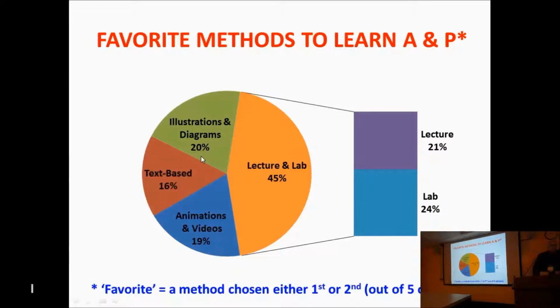In terms of how the material is presented to them, lecture and lab are given as the favorites. But notice that text-based is way down there. Students don't like to read their books. So in a course like ours, there's a huge amount of material. So this is a real problem.